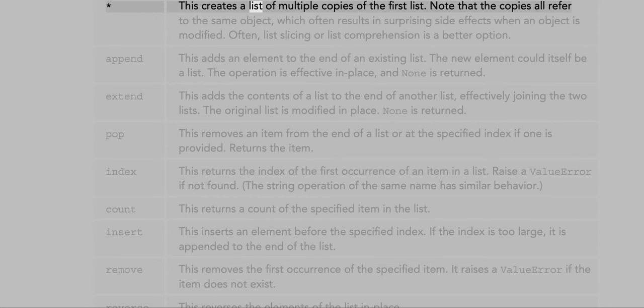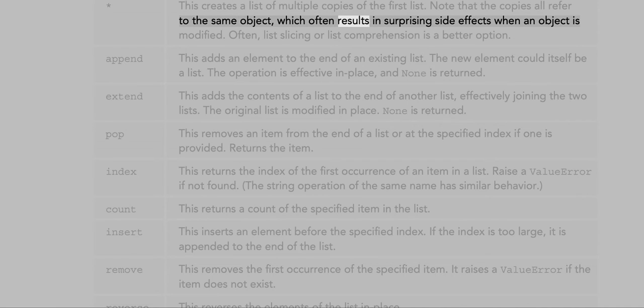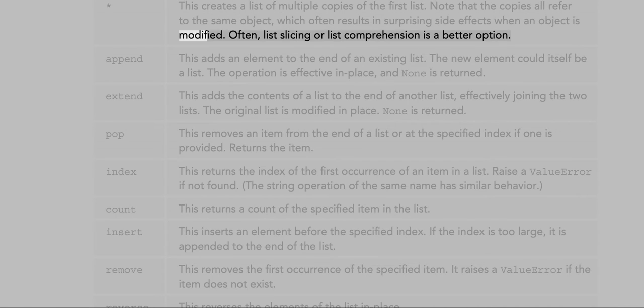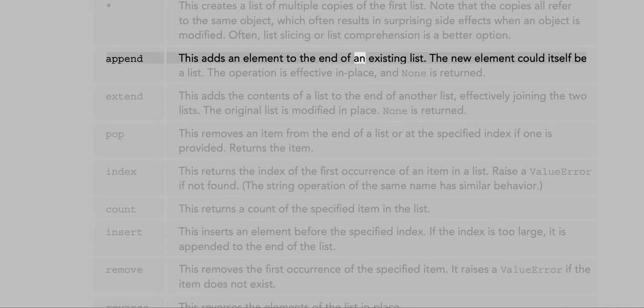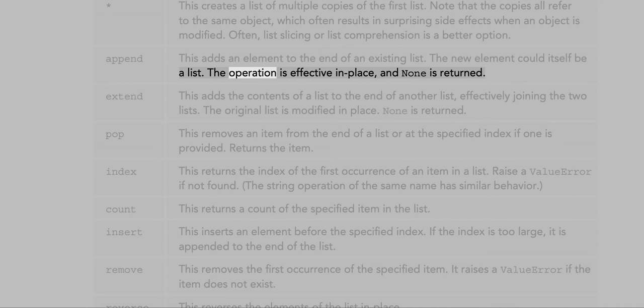Asterisk: this creates a list of multiple copies of the first list. Note that the copies all refer to the same object, which often results in surprising side effects when an object is modified. In addition, often list slicing or list comprehension is a better option. Append: this adds an element to the end of an existing list. The new element could itself be a list. The operation is effective in place and None is returned.